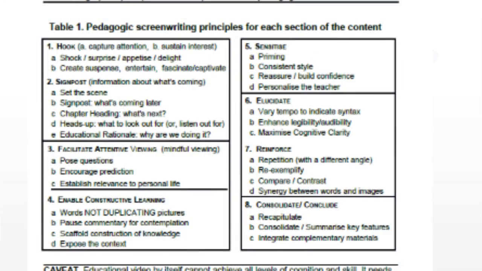Now, most of the categories structure the learning experience, so they're instructivist. But if you look at category four, that returns control to the learner, and so does category three to an extent. Actually, category three in my new book, I've changed the name to be cognitive engagement, but I've left that as facilitate attentive viewing. So it means really thinking hard while watching the video.